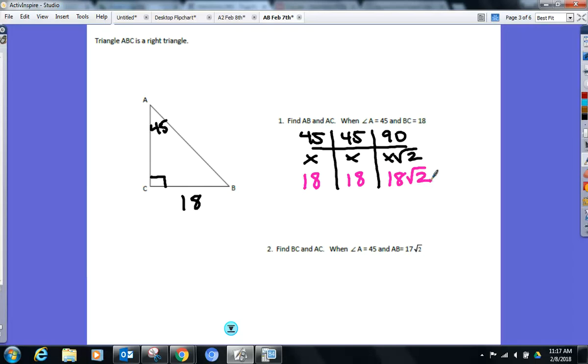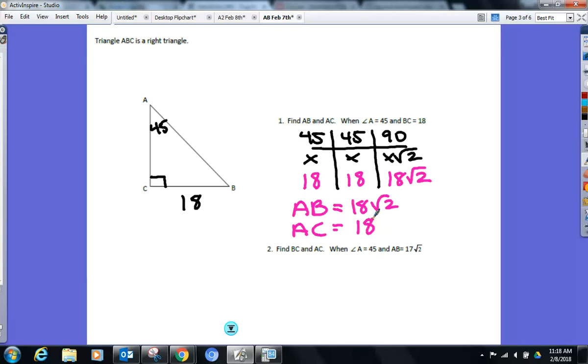So now I just have to, so AB, where was AB? Across from? AB was across from the what angle? The 90. What did we say was across from the 90? 18 radical 2. And where was AC? AC was across from one of the 45, so that's going to be 18. All right, see how this is working.